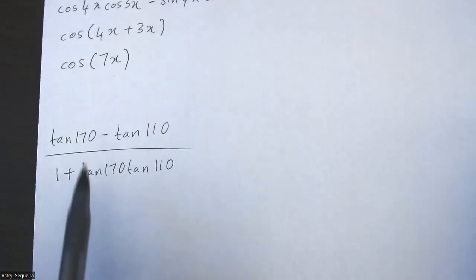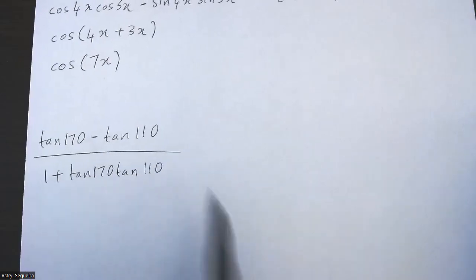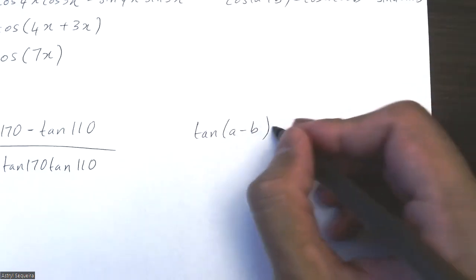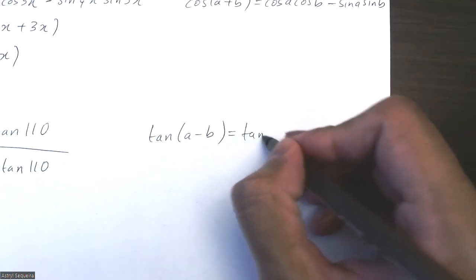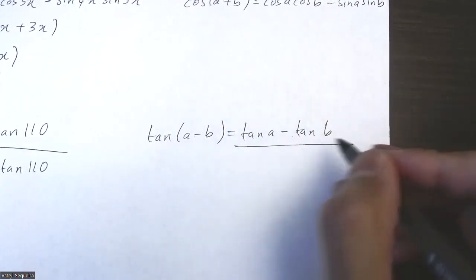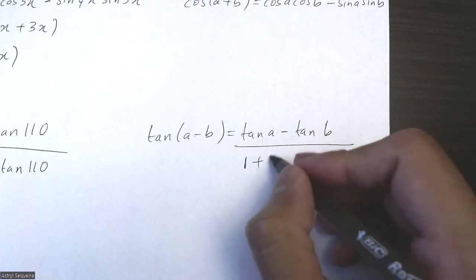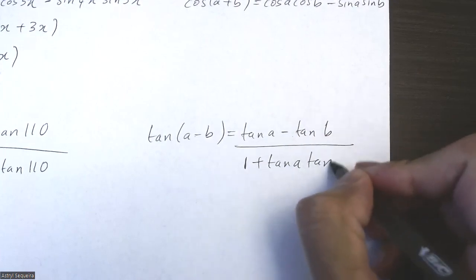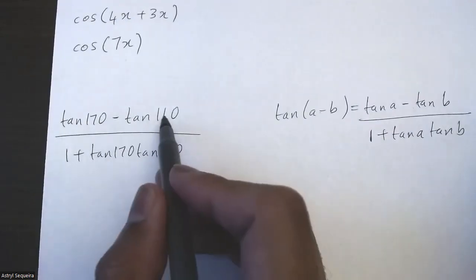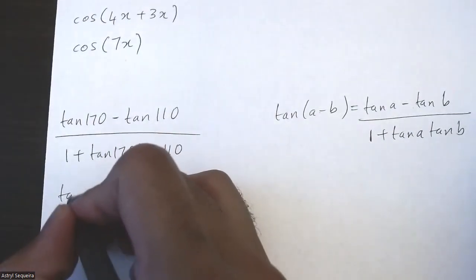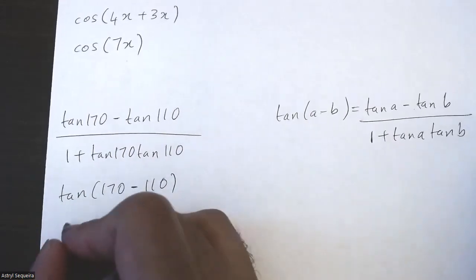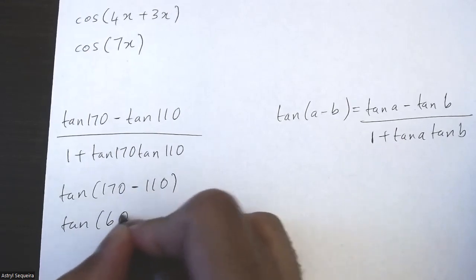Let's take a look at this third example. Now we have numbers over here. This is my tan equation for subtraction. So tan A minus B equals tan A minus tan B. The signs in the top are the same, and the bottom has the opposite sign. So 1 plus tan A tan B. So over here, A is just 170, B is just 110. So I just have tan of 170 minus 110, which is tan of 60.